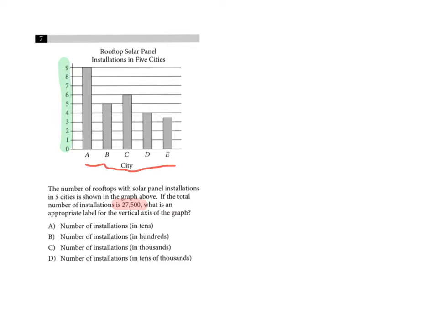Well, here city A has, whatever this is, it has 9 installations. City B has 5. City C looks like it's 6. D has 4. And E looks like it's about 3.5.